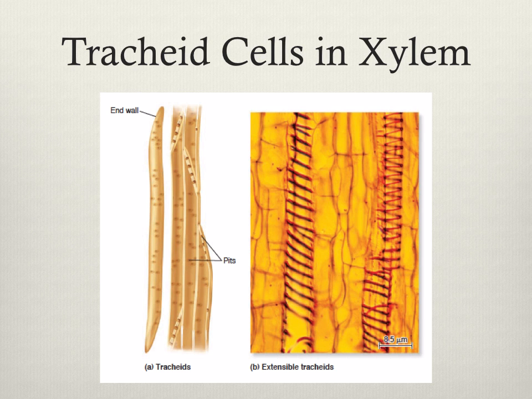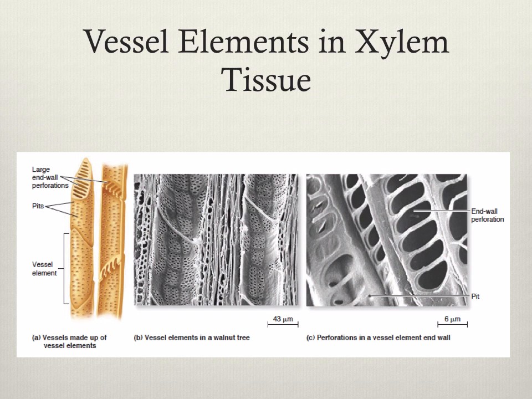Figure 38.11 shows tracheary cells in xylem tissues. These cells are long and tubular with slanted end walls. Water and ions move through the pits. Vessel elements have a wide diameter with several pits and end-wall perforations. This structure allows water to flow faster from one vessel element to another.